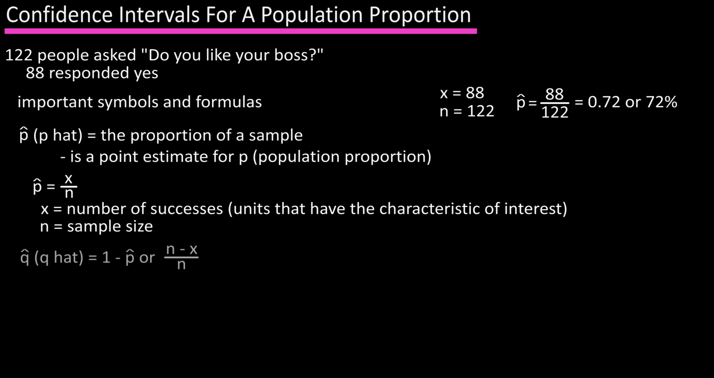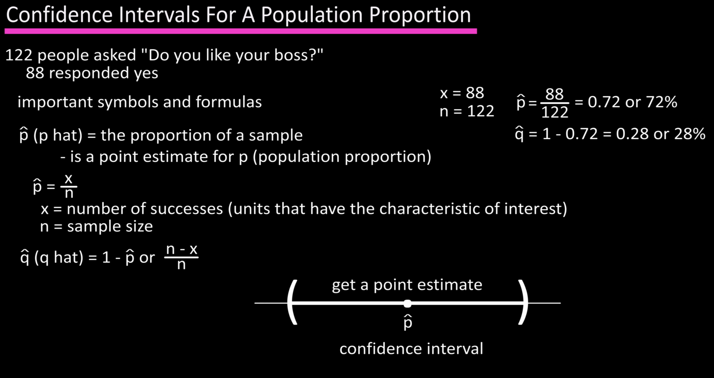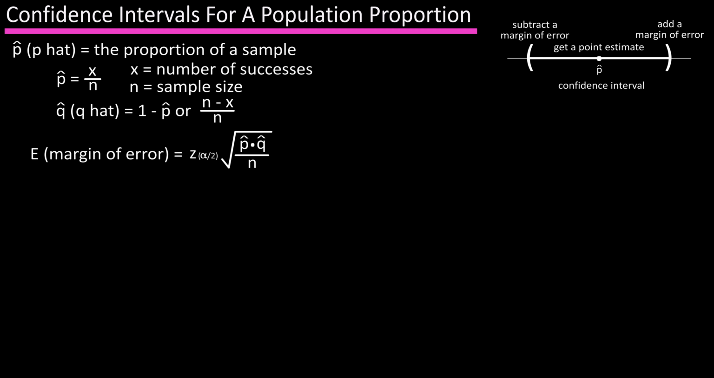Another important symbol is q with this little symbol above it, and this is called q hat. q hat is equal to 1 minus p hat, or n minus x, over n. And in our example, 1 minus p hat equals 1 minus 0.72, which equals 0.28, or 28%. As with other confidence intervals, in a confidence interval for a population proportion, we get a point estimate and then add and subtract a margin of error to construct the interval. The margin of error, big E, is equal to z alpha over 2 times the square root of the quantity p hat times q hat divided by n.